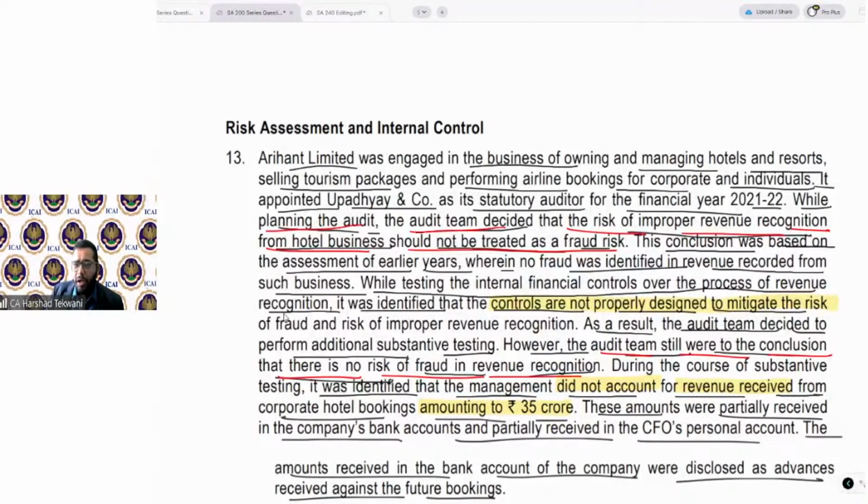So, for example, the company is operating, managing hotels and resorts. Second is selling tourism packages. So there are two types of revenues. Type 1 revenue, type 2 revenue. I'm required to look not only at the overall level, but at the type of revenue level. And then at the assertion level, whether there is a fraud risk for the revenue recognition present or not.